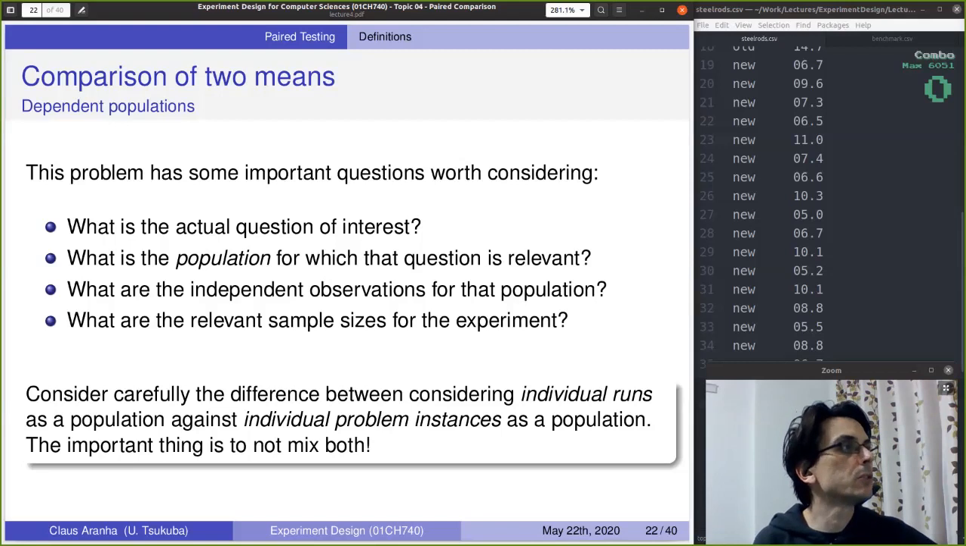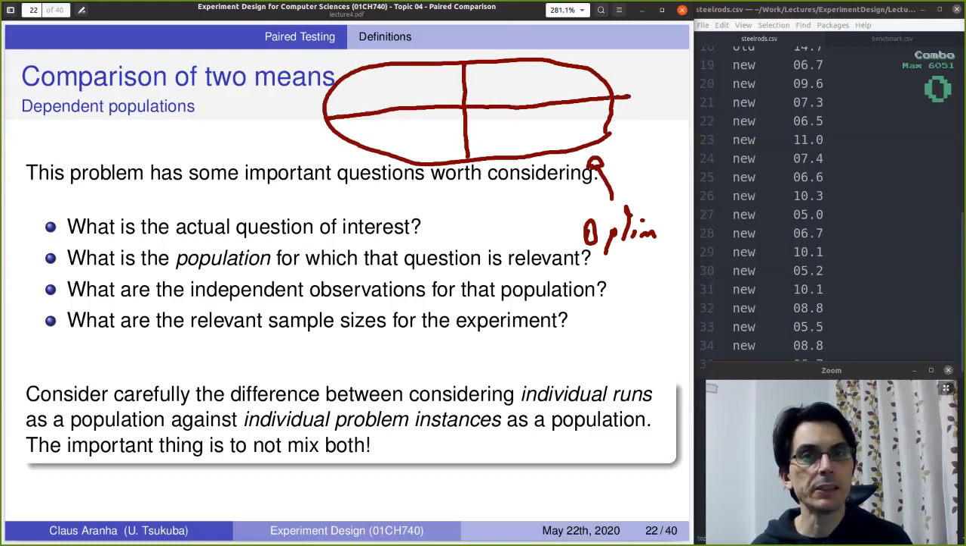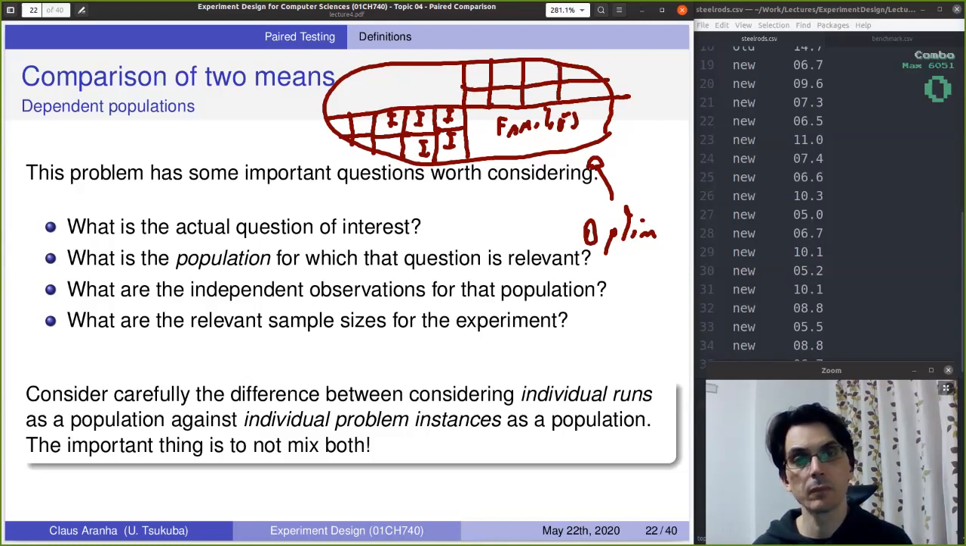So let me draw this here, just so you know. Imagine that we have here all the optimization problems. And inside the optimization problems, we have families. So we have family 1, 2, 3, 4. Inside each family, we have instances. And inside each instance, we have observations, executions. So each of these points is one time that we execute the algorithm.